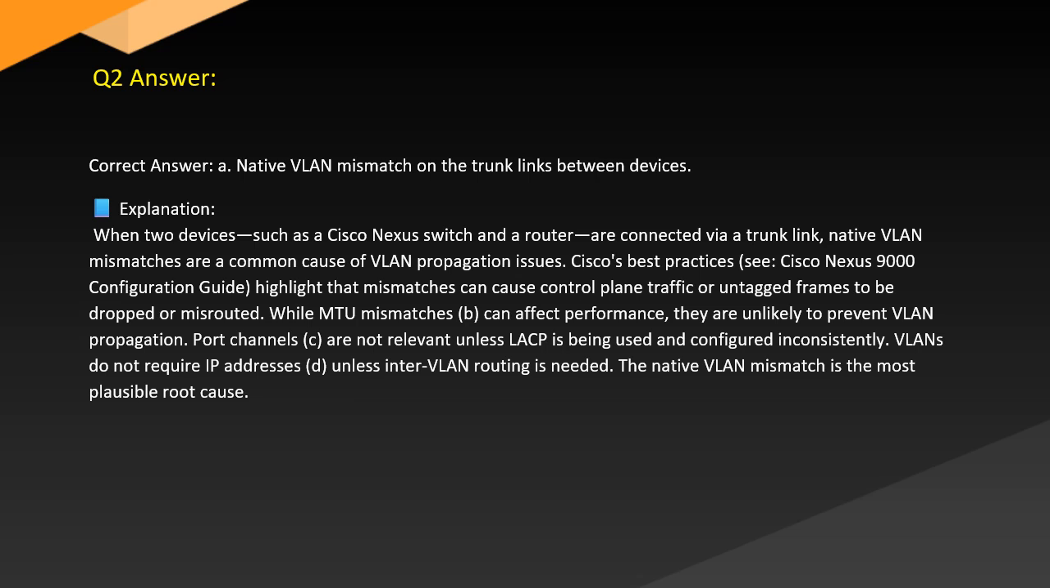While MTU mismatches (B) can affect performance, they are unlikely to prevent VLAN propagation. Port channels (C) are not relevant unless LACP is being used and configured inconsistently. VLANs do not require IP addresses (D) unless inter-VLAN routing is needed. A native VLAN mismatch is the most plausible root cause.